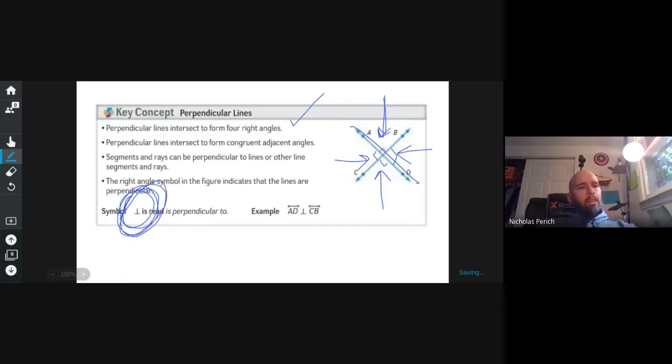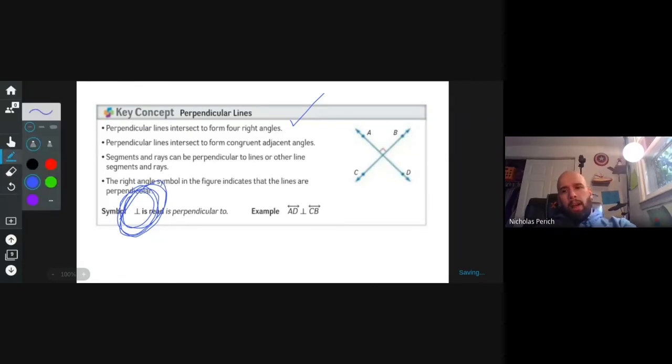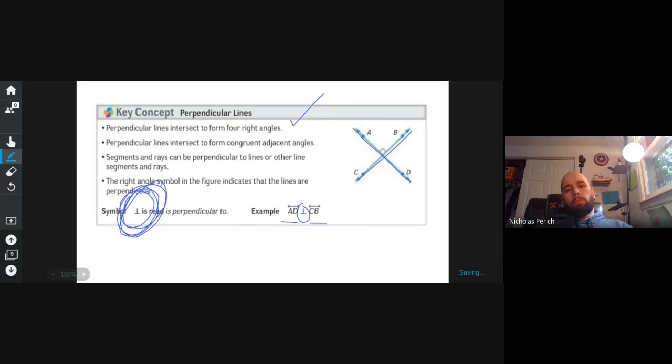There's a new symbol that we're going to use quite a bit. If I were to say that these two lines are perpendicular, instead of writing out the word perpendicular, I could just say line AD is perpendicular to line BC or CB.